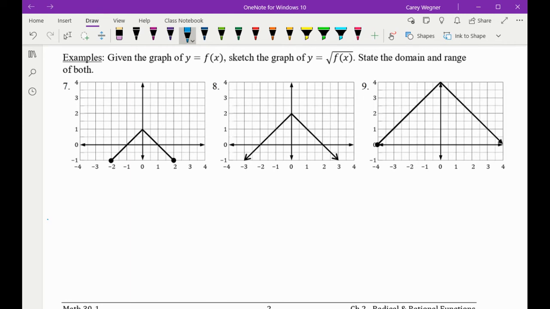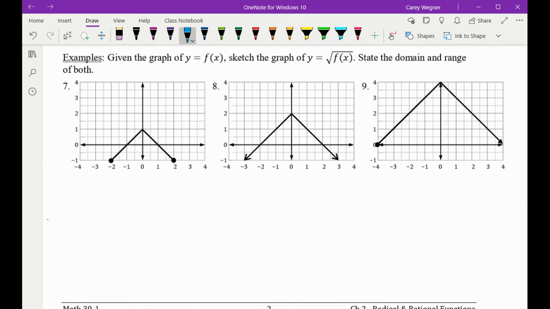What we're asked to do for these 3 questions is sketch the graph of the square root function if we know that the graph we're given is the original function, and we want to state the domain and range of both. Well, let's begin by stating the domain and range of both.